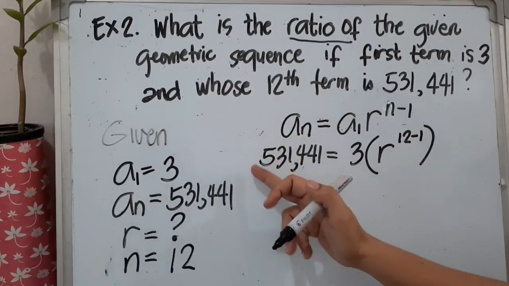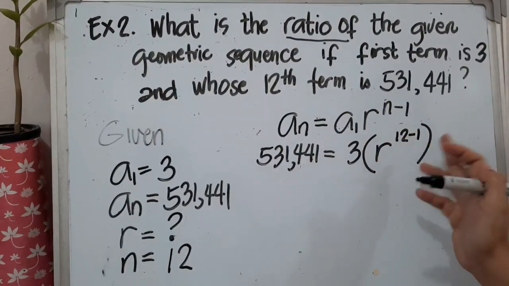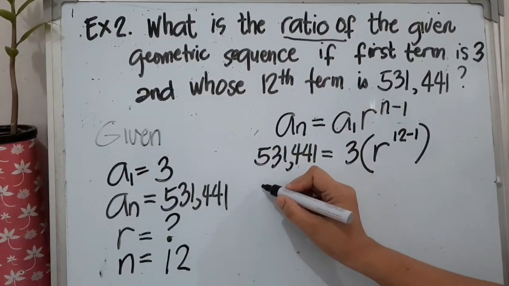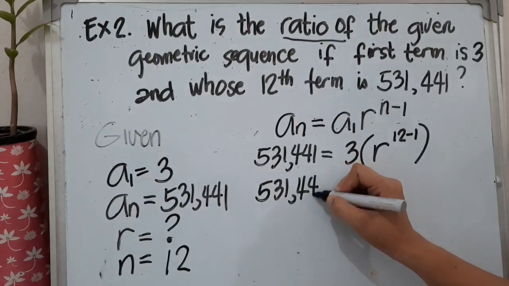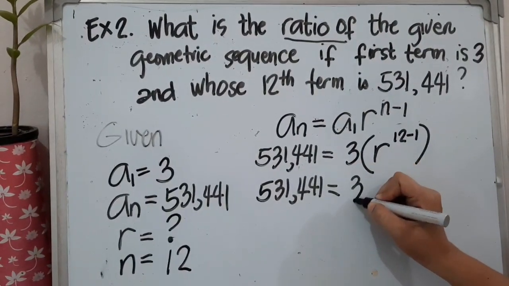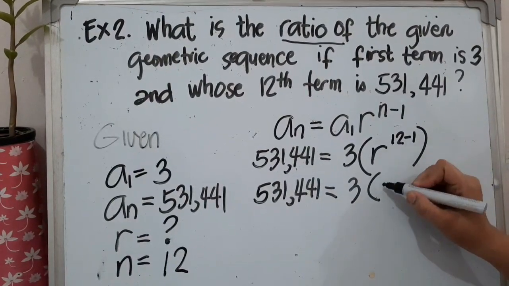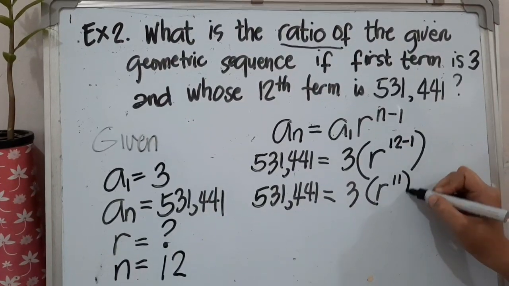The same step, after we're done substituting, then we have to simplify. So simplify first those inside the parentheses. The rest will be copied. So we'll have 531,441 equals 3, open and close parentheses. Simplify the exponents. We'll have r raised to the power of 12 minus 1. Yes, we have 11.